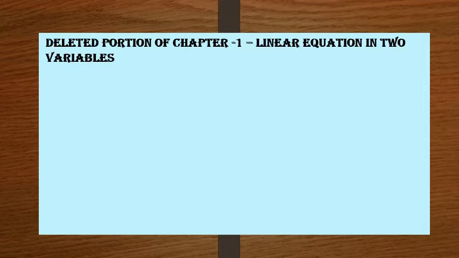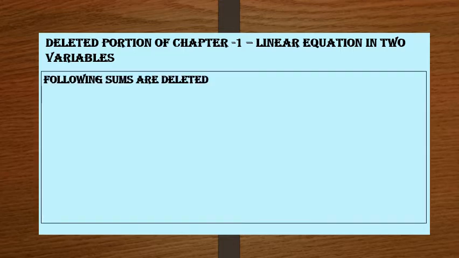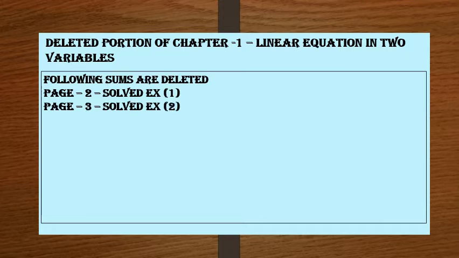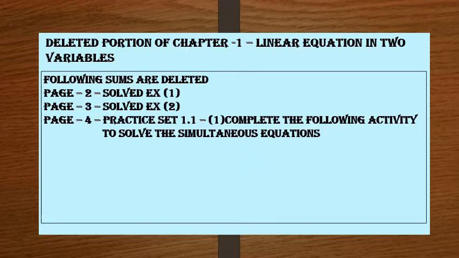As I tell you, do this marking. Deleted portion of Chapter 1, Linear Equations in Two Variables. Following sums are deleted. We'll begin from page 2, okay? From page 2, solved example 1 is deleted. From page 3, solved example 2 is deleted.